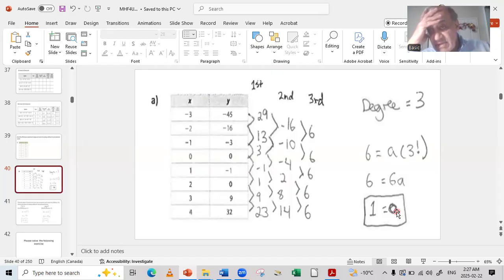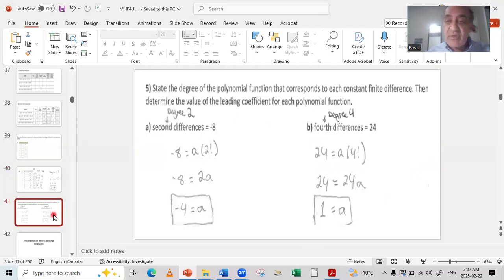How will I get it? I will say 6, which is this number, will equal a times 3 factorial. Why is this 3 factorial? Because this is the third degree. Then a will equal 6 divided by 6, so a will be 1. So this function's leading coefficient was 1, which means we don't write it.